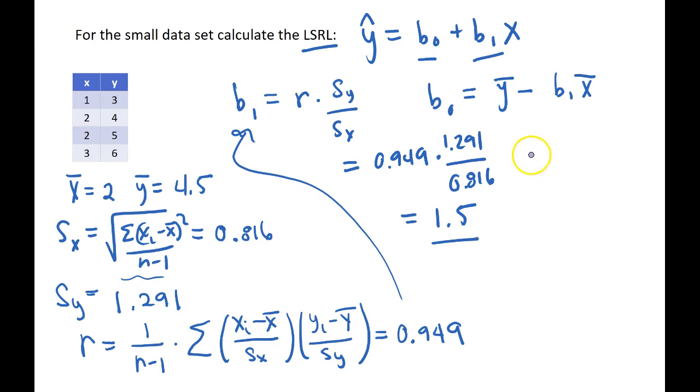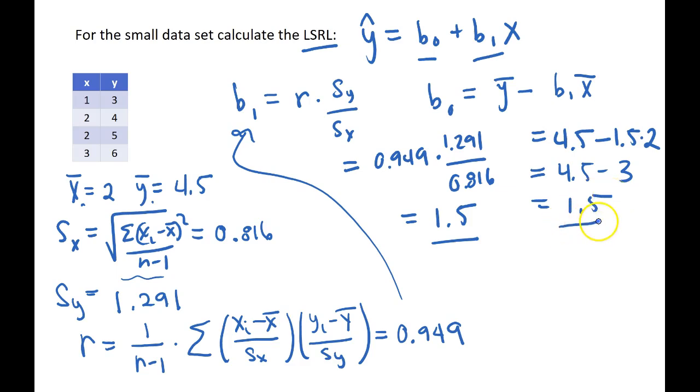And our intercept is then just equal to our average for the y's, so 4.5, minus our calculation for the slope, 1.5, times the mean of the x's. So this is times 2. We'll get that from over here and over here. And we find that 1.5 times 2 is equal to 3. So 4.5 minus 3 is equal to 1.5 as well.